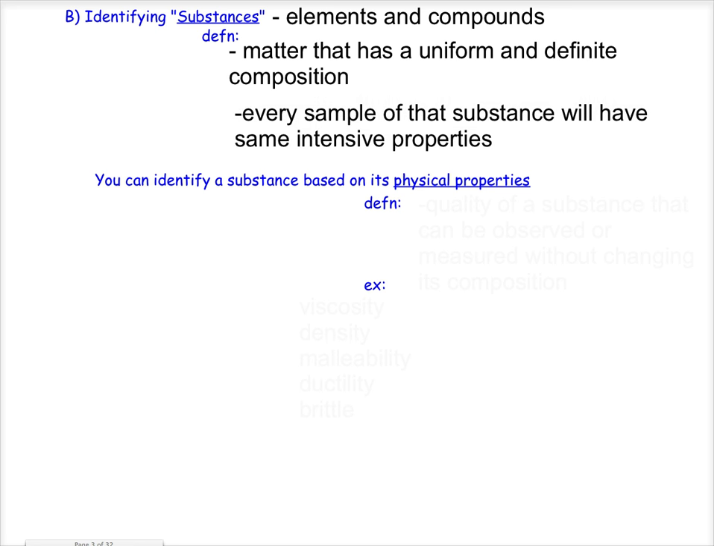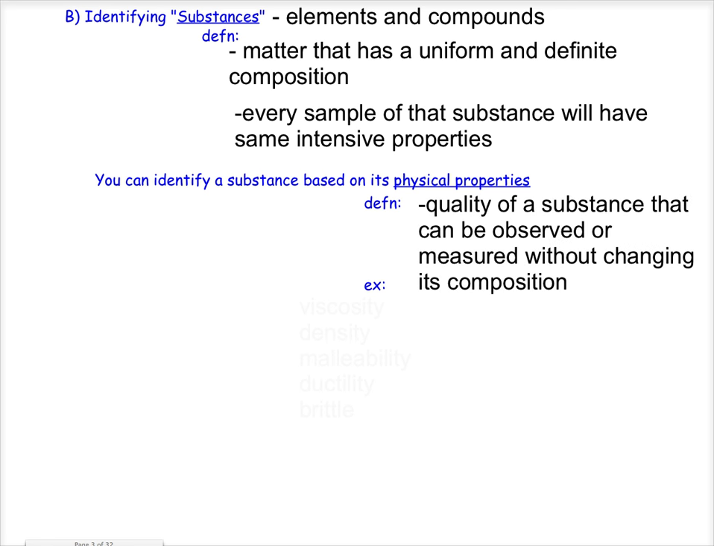Meaning, every sample of that substance will have the same intensive properties, the same density, the same color, the same melting point, etc., etc. You can identify a substance based on those physical intensive properties. Okay, so to define physical property, it is the quality of a substance that can be observed or measured without changing its composition, without changing its identity.